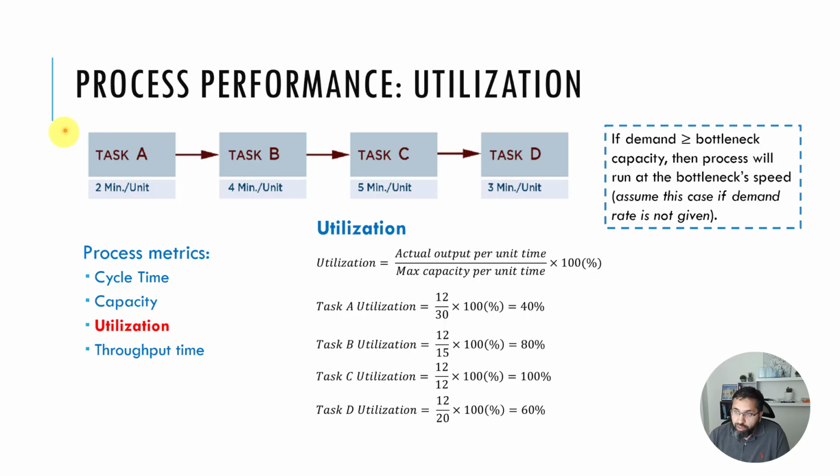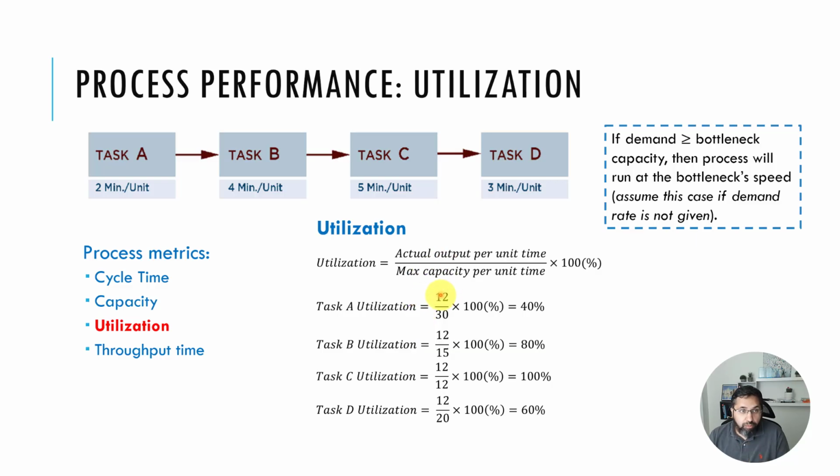Now, what if we didn't have a lot of things to work upon, and our demand, what we have to produce, is less than the bottleneck's capacity. The bottleneck can produce up to 12 units per hour, but let's say it's a slow day, not many customers coming, and we only need to go at 6 units per hour. In that case, the actual output will be limited by the low demand, and we'll be producing 6 units per hour. Then you take 6 instead of 12 and calculate the utilizations.